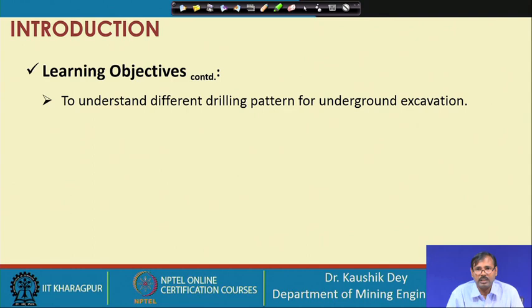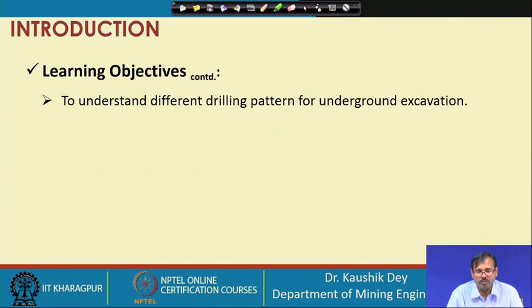The main difference is that in the surface excavation, we have two open faces, one in the top direction, another in the front direction. Whereas in the underground excavation, only one face is available, the top portion is blocked. That is why the drilling pattern requirement is entirely different from surface to underground.